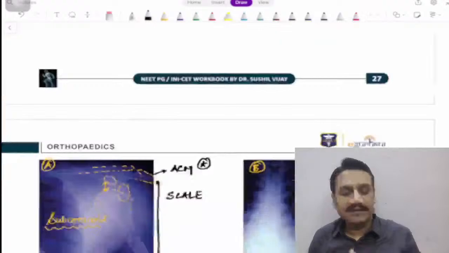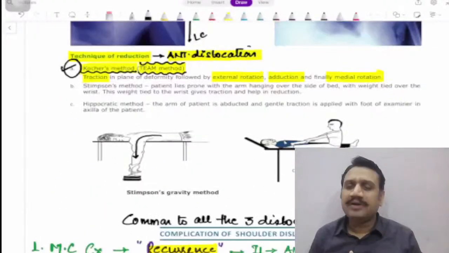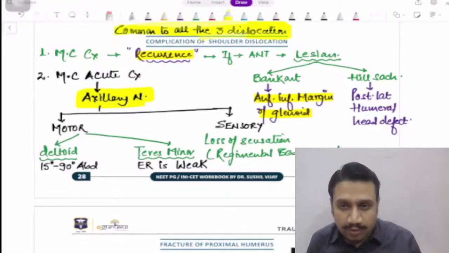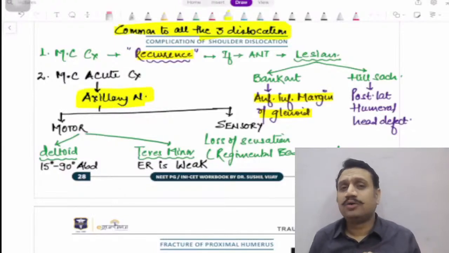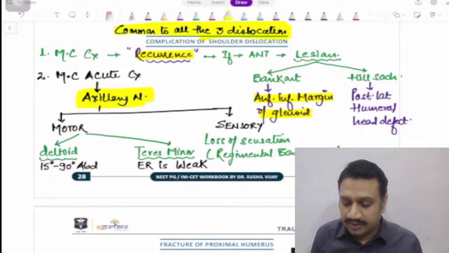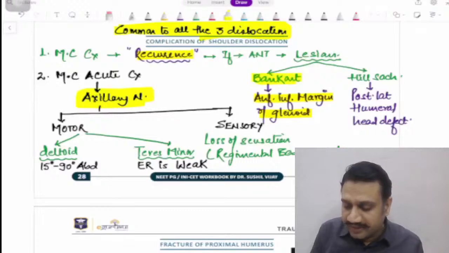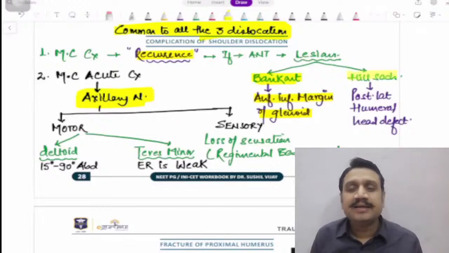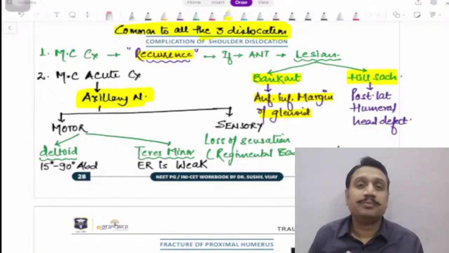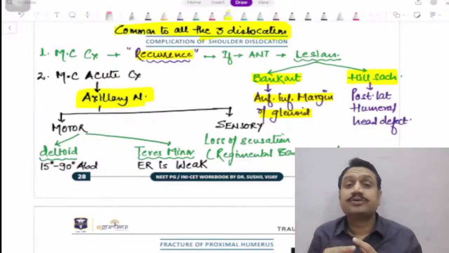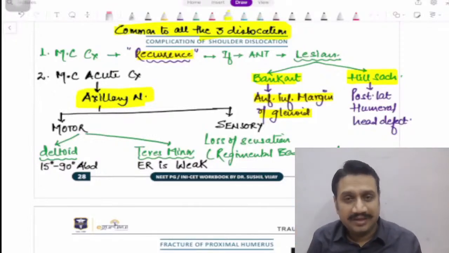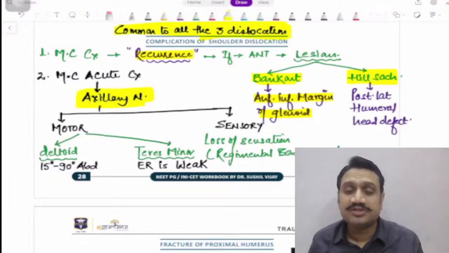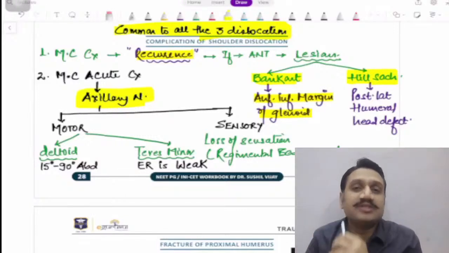And whenever there is a recurrent dislocation happening, what may happen? The bones may damage each other. Once the bones damage, they can produce some defect onto each other. The defect on the glenoid is called Bankart. The defect on the humeral head is called Hill-Sachs. Hill-Sachs is on the posterolateral aspect of the humeral head, and Bankart is on the anteroinferior margin of the glenoid. This Bankart has been a past question of your INICET. So these are the lesions seen when the bones dislocate and damage each other.